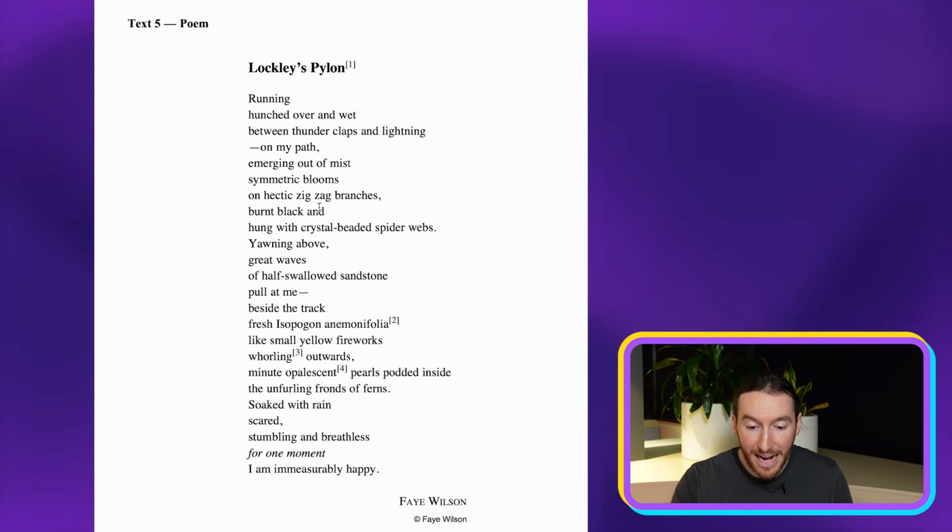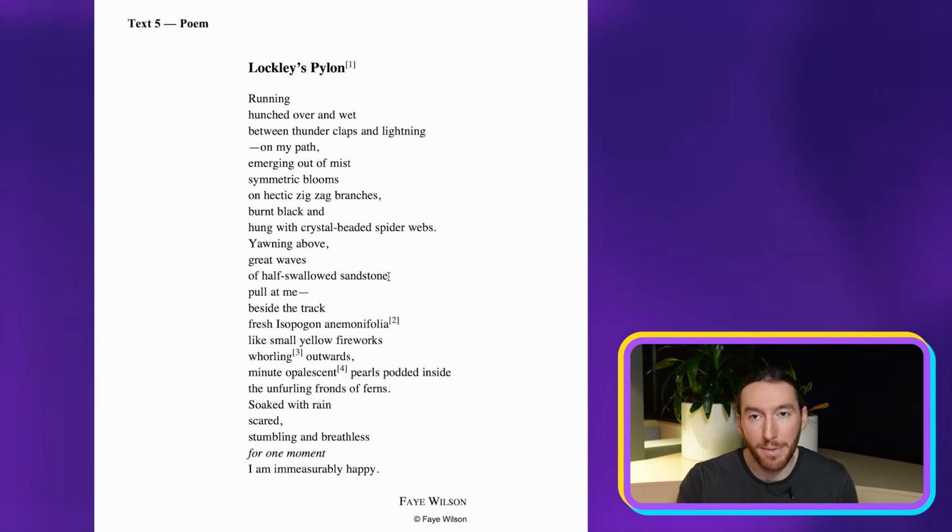Great. "Burnt black and hung with crystal beaded spider webs." And then it says, "yawning above, great waves of half-swallowed sandstone." Notice the enjambment, by the way, here.